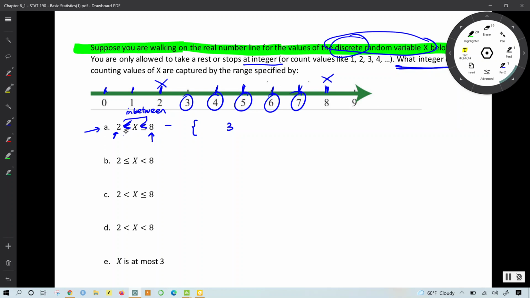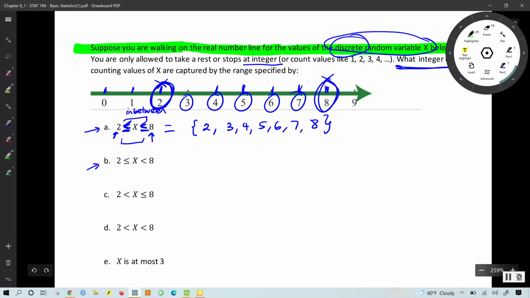But then I have something extra, the equal to and the equal to. The equal to and the equal to here says, yes, I want you to include 2 and also include 8. So this range of values will be 2, 3, 4, 5, 6, 7, and 8. That is the range of values covered by this expression.